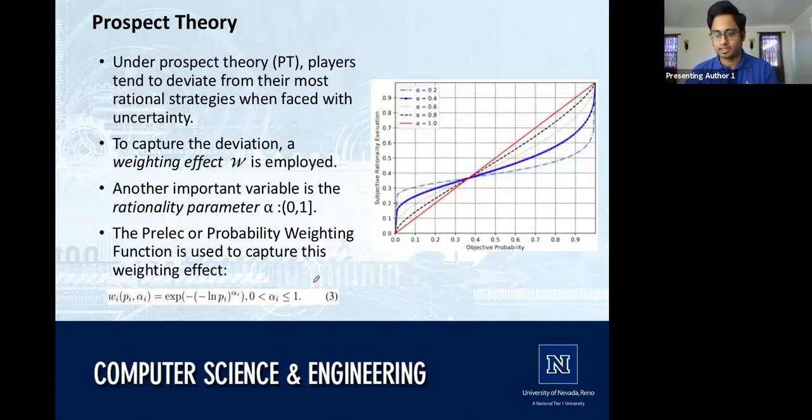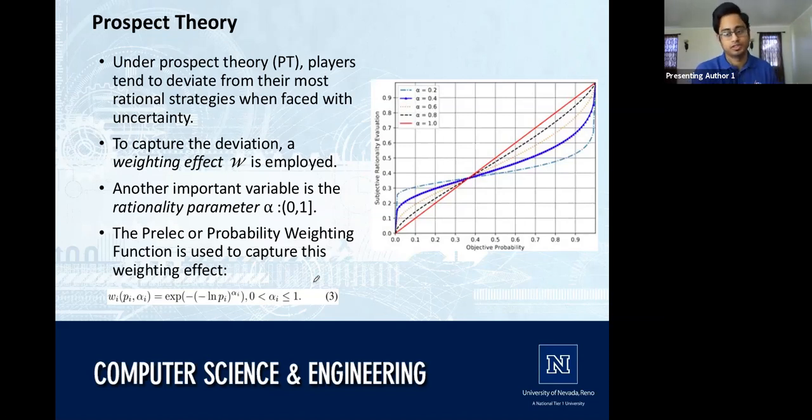Now we come into prospect theory. Prospect theory is where we get an idea of how to mathematically model player subjectivity. In general game theoretic terms, we always tend to assume that players will be completely rational, meaning that they're always trying to optimize their expected utility at all times. However, in the real world, we know that that is not true.